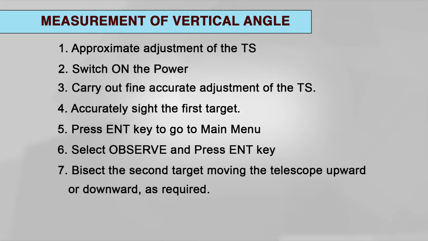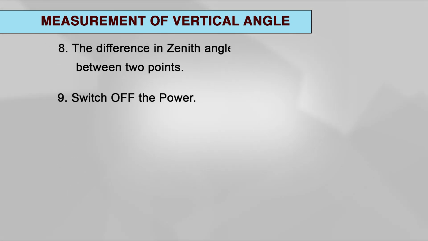If the angle is an elevation angle, then we move the telescope to the upward side. If the target is on the downward side, that is a depression angle, then we move the telescope to the downward side and exactly bisect the target as required. The difference in the zenith angles provides the vertical angle between the 2 points. In this way, we can measure the vertical angle using the total station. After measuring the vertical angle, switch off the power.